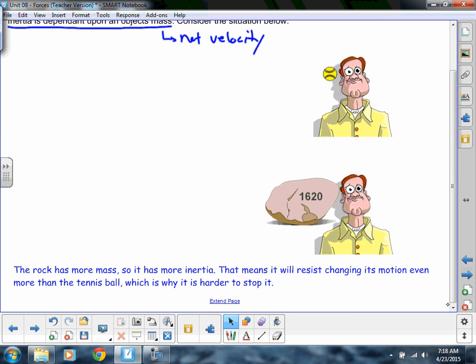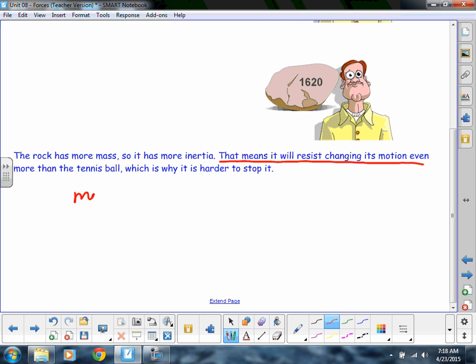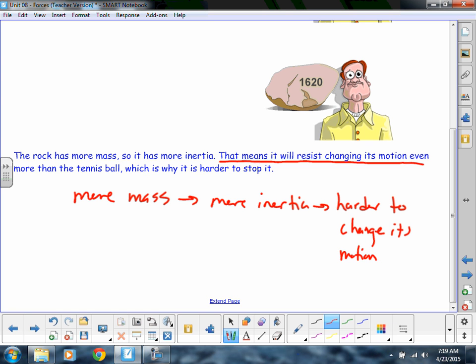Okay, so because the rock has more mass, we say it has more inertia, and what that means is that it will resist changing its motion. Inertia is all about the object's willingness to change its motion. More mass means more inertia, which means harder to change its motion. The object will resist changing its motion because it has more mass.